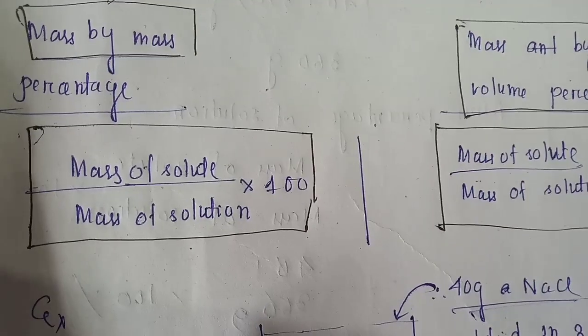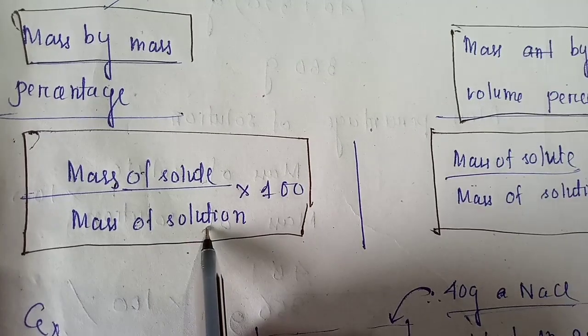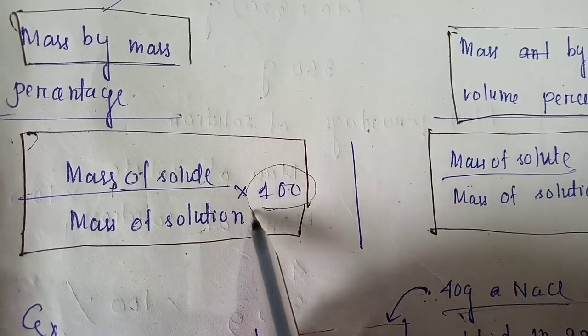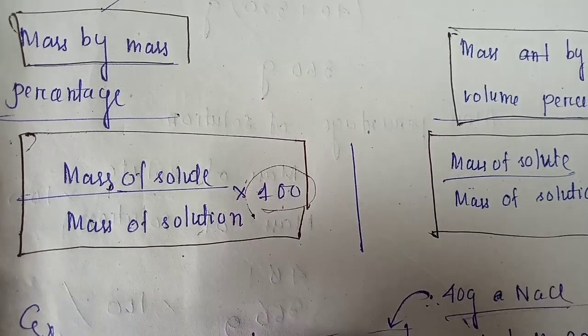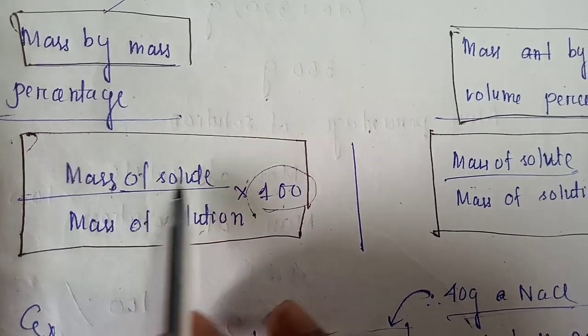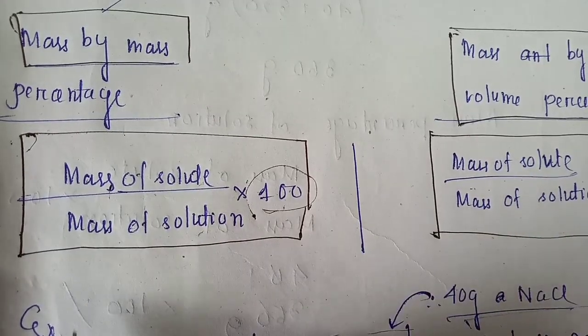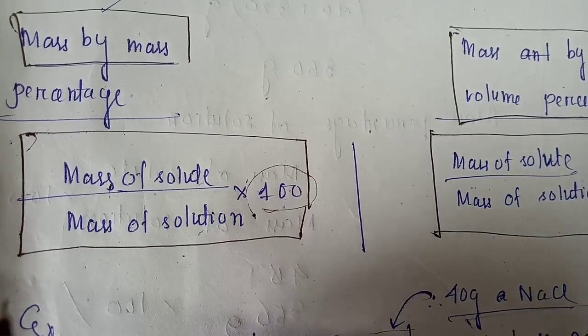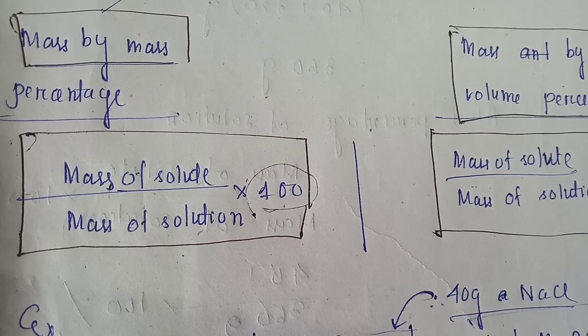So what is mass by mass? It is mass of solute by mass of solution into 100. Why 100? Because I am finding the percentage, so I have to multiply by 100. Mass of solute means the mass of the substance which is in less amount, divided by mass of the solution, meaning the mass of the whole solution. Whole solution means mass of solute plus solvent.